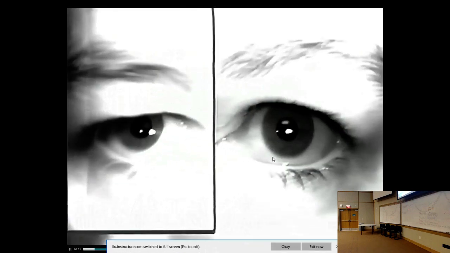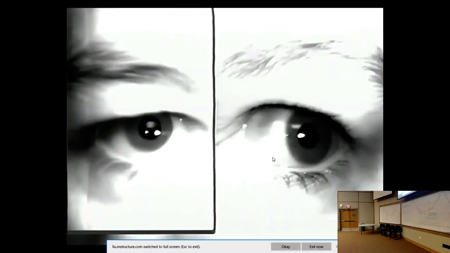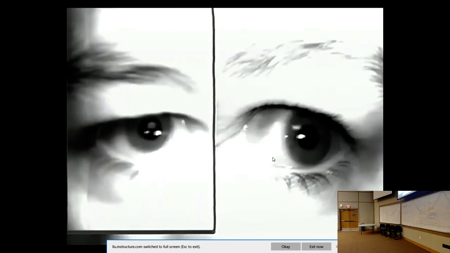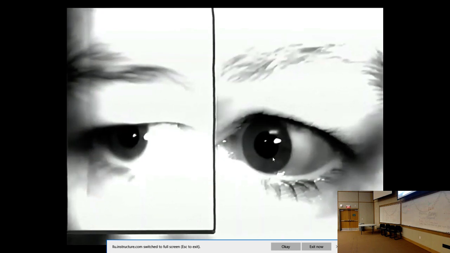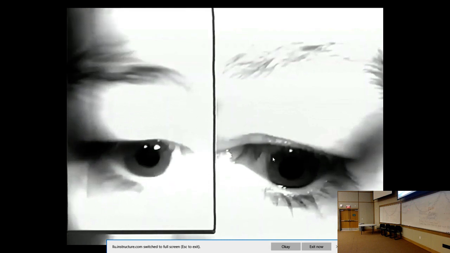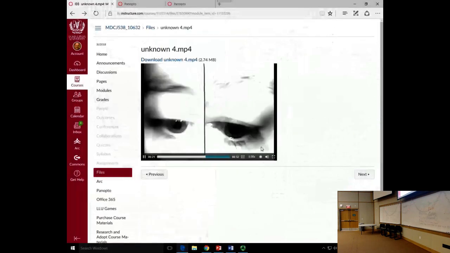Look in the distance. Look at my pen. Look at my finger. Pen, finger. You really see that left eye, especially looking to the nose, is really slow. Finger, pen, finger, pen.